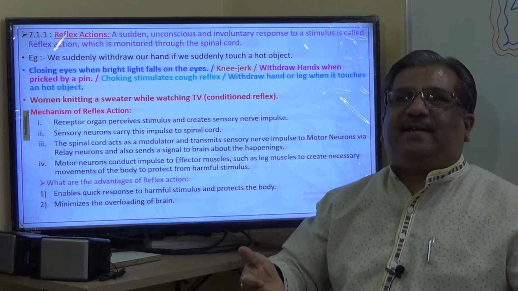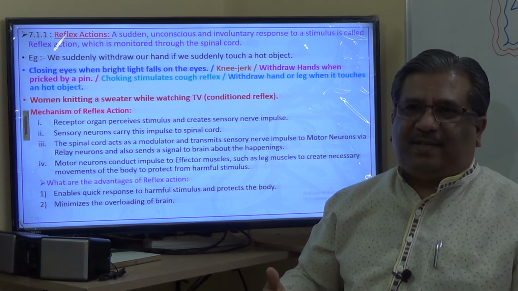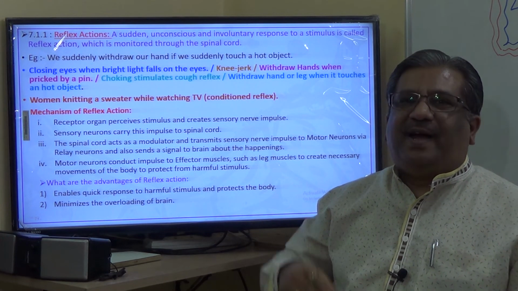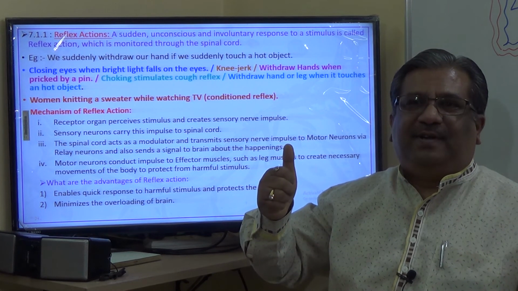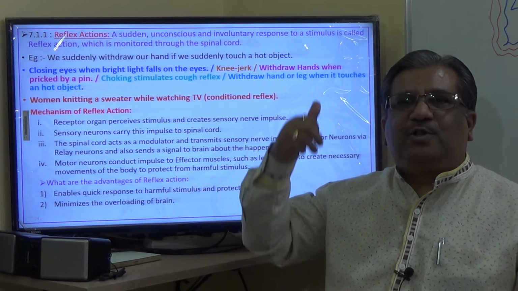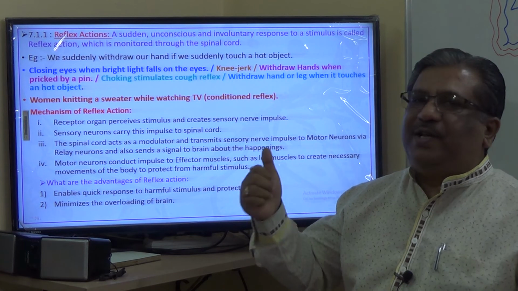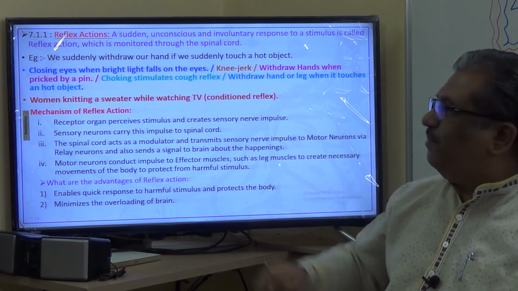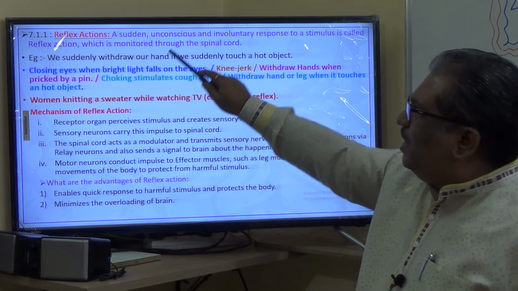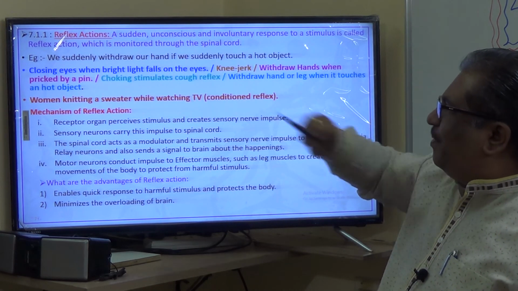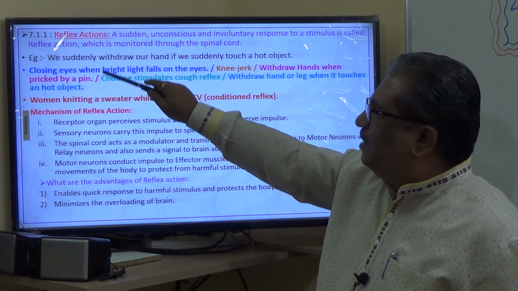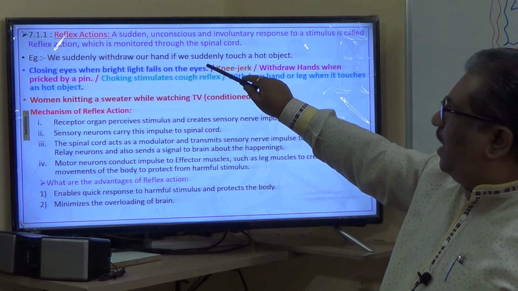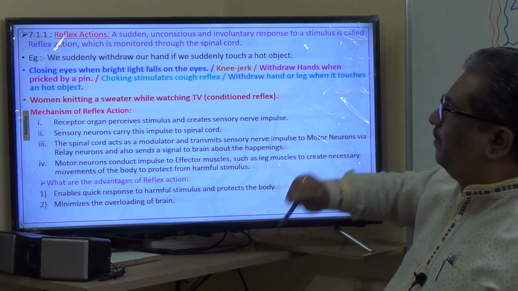Motor neurons will instruct the effectors, which are muscles, to take a particular action, and one piece of information from the relay neurons goes back to the brain saying mission accomplished. This is what the relay neurons do there. Okay, so we defined reflex action. Most important, the definition is important. Example, we suddenly withdraw our hand if we suddenly touch a hot plate.